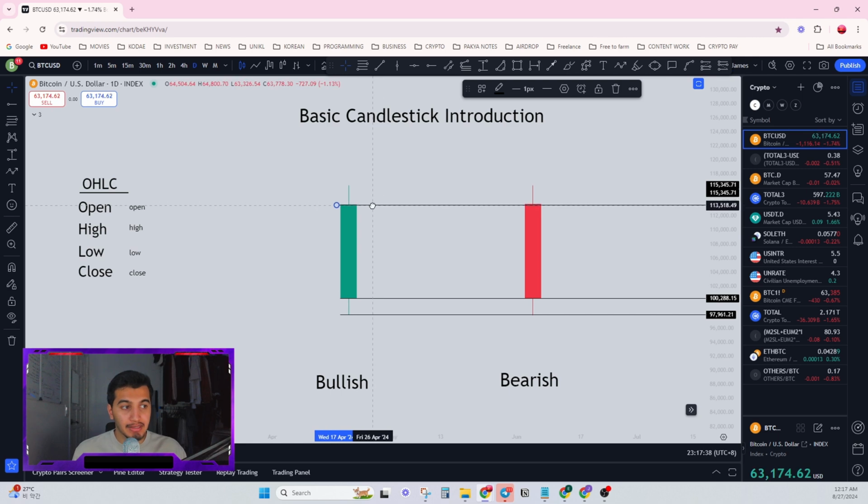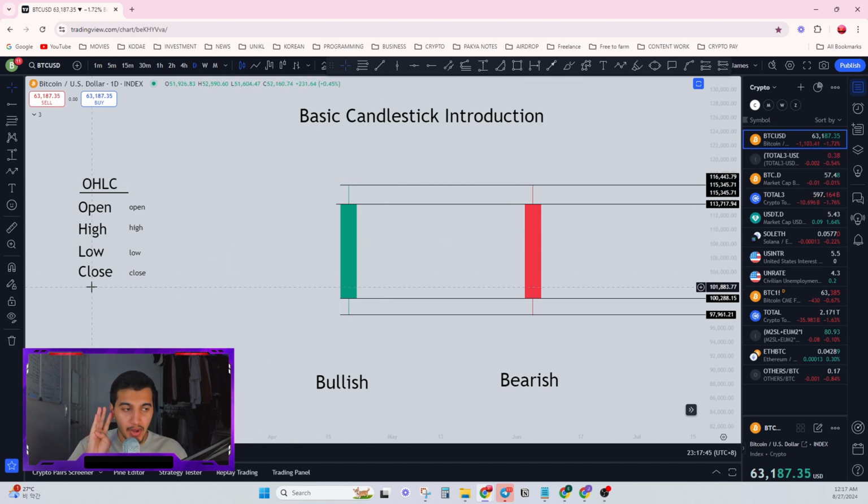We have the top of the body, and also another one is the top of the wick. So make sure you understand these four basic pieces of information you can dissect from a single candle. I already dissected it for you guys to understand it easily. This is the top of the wick, top of the body, low of the body, low of the wick.